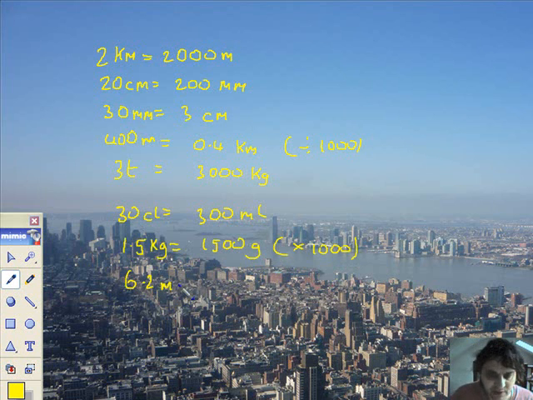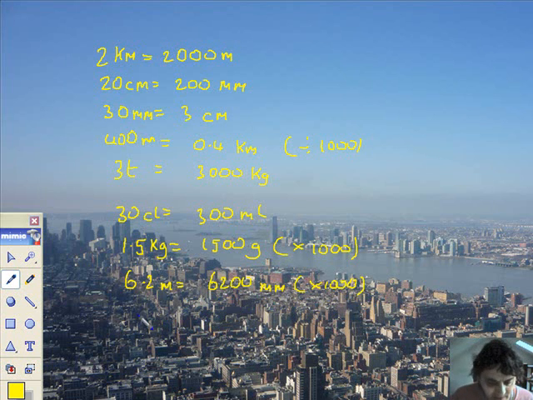6.2 m, I'm dealing with millimeters now, is 6,200 millimeters. There's 1,000 millimeters in a meter. So what I did was just to multiply that by 1,000 in my brain.